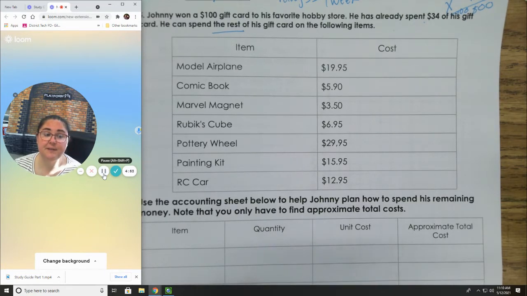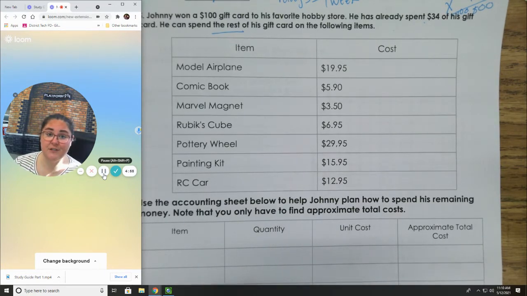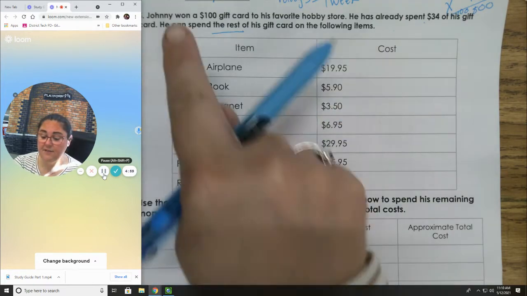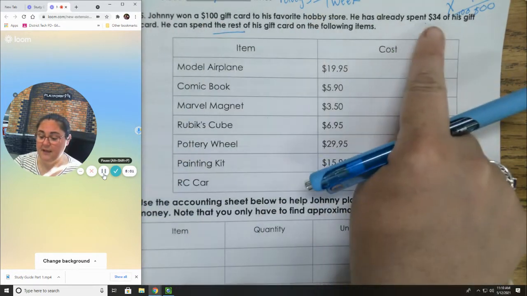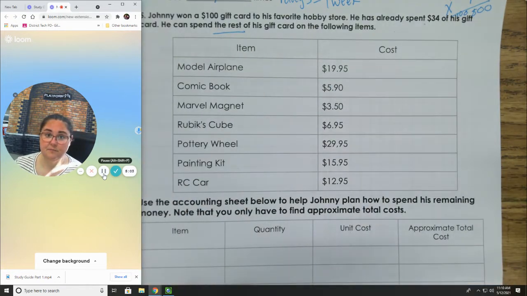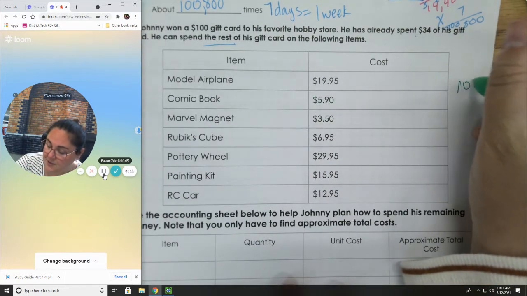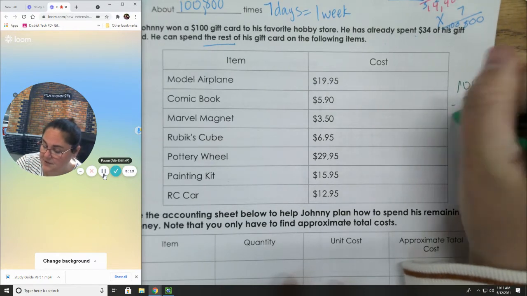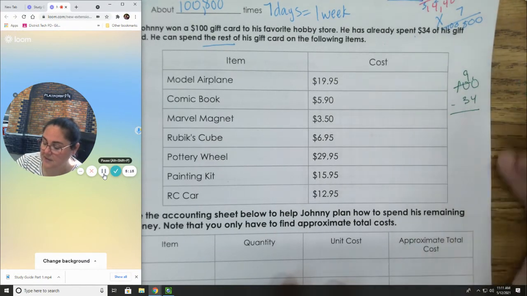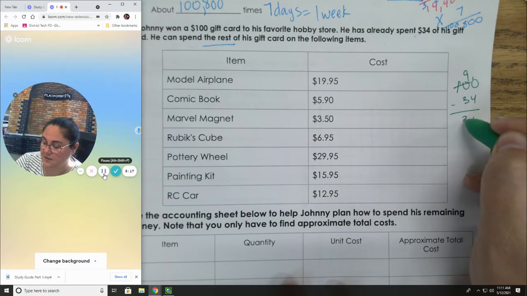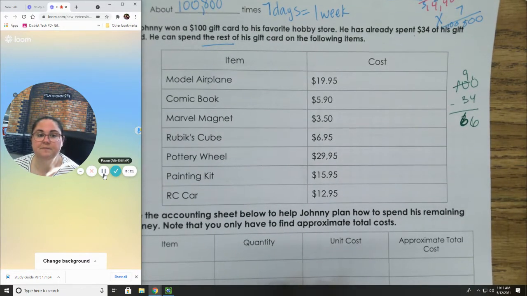The first step is, how much does he have left over to spend? The gift card was worth $100 and he had already spent $34. How much does he have left? Well, for that, you're going to subtract $100 minus $34. He has $66 left to spend. Okay.